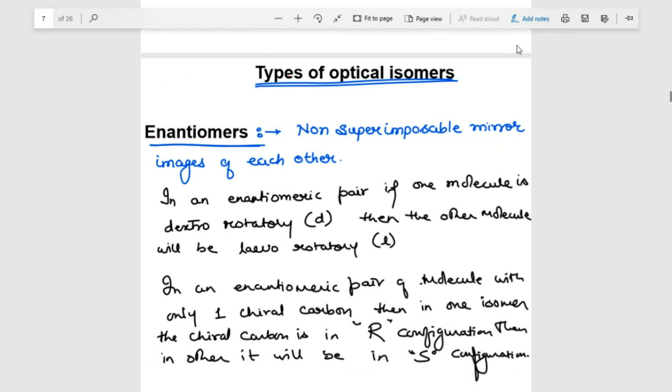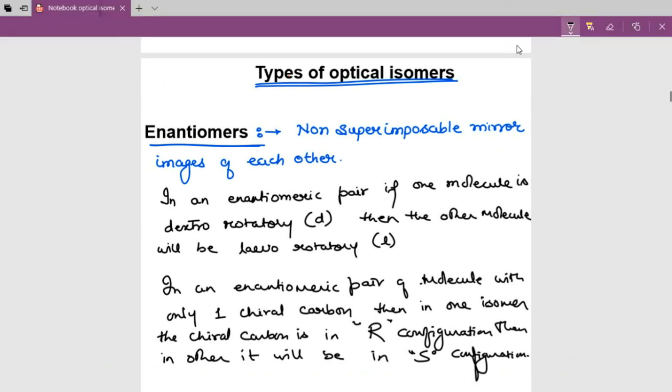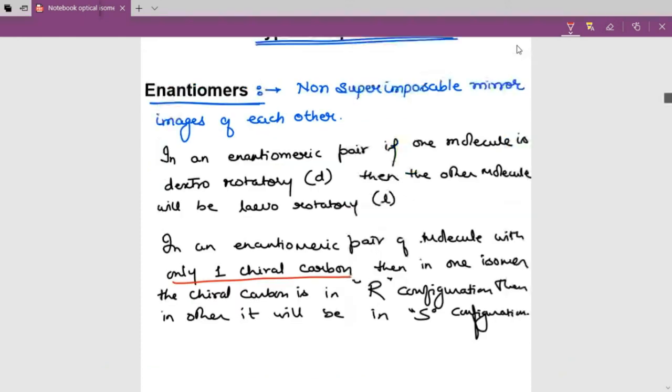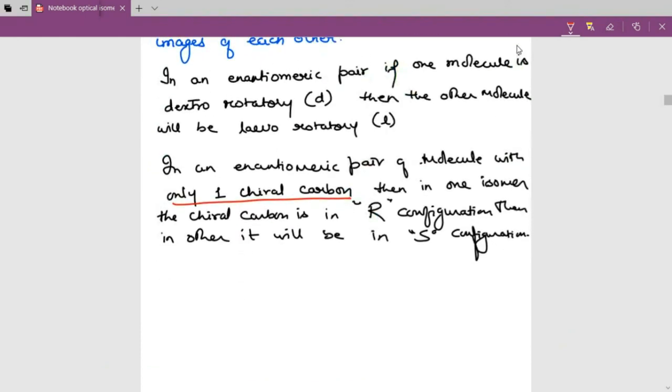Okay, but I would again emphasize that the first point is valid for all types, but the second is valid only when it has one chiral carbon. If one is dextro, the other is levo. If one is R, the other is S. But important note, no correlation between R to dextro or to levo, S to dextro or levo.